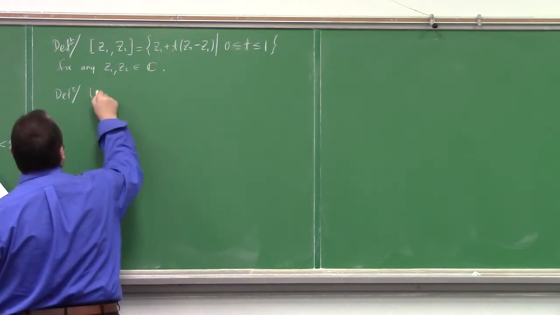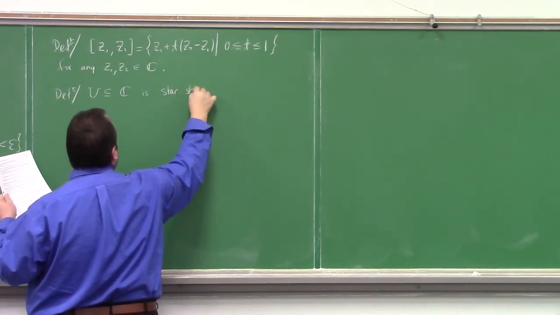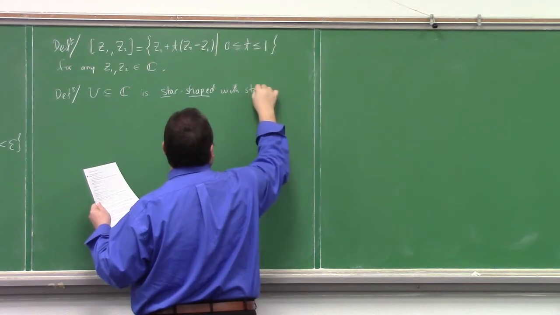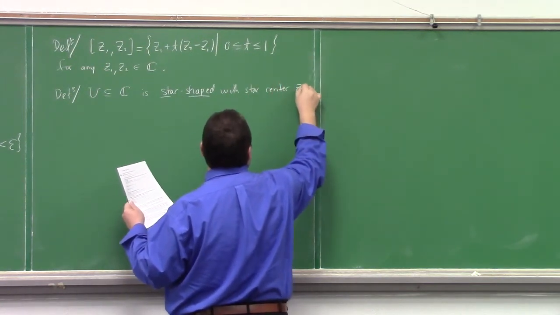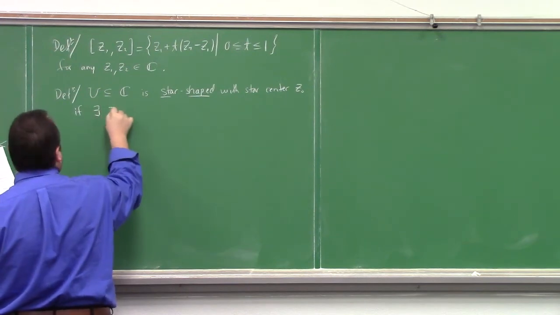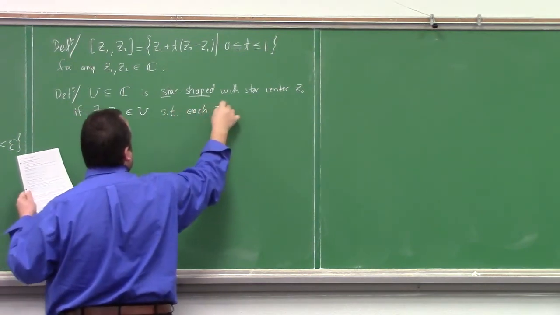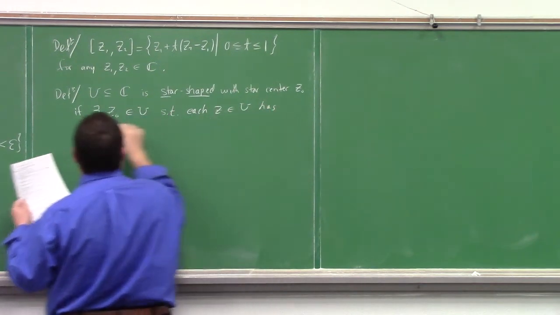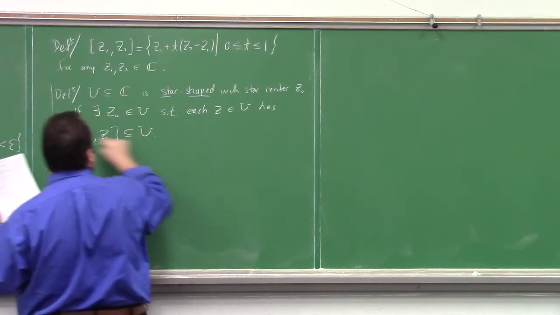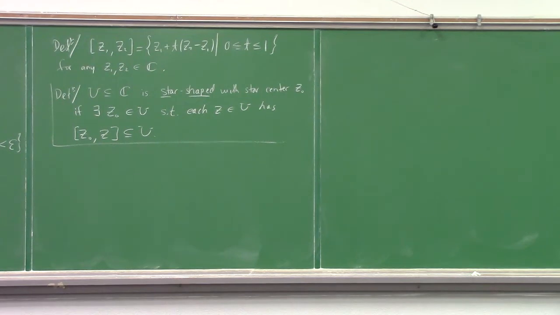Definition. U, a subset of C, is star-shaped with star center Z naught if there exists Z naught in U such that each Z in U has the line segment from Z naught to Z a subset of U. And the star center need not be unique.